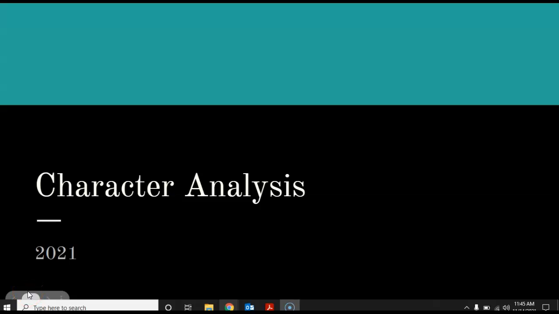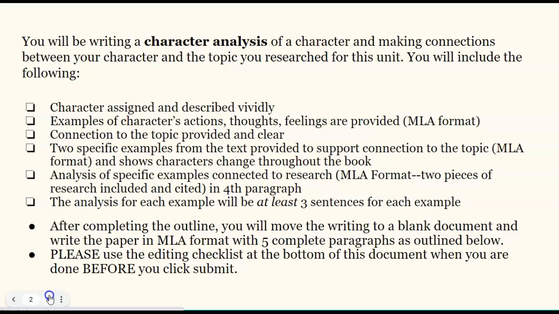Hello, so today you're going to start writing your character analysis, or you're going to learn what we're expecting in your character analysis. You've finished the soapstone, so that's going to be helpful. I'll explain how in just a few minutes. This character analysis means you are going to take your selected character and show how that character has changed, and you're going to make some connections between your character and the topic that you're going to research for this unit.